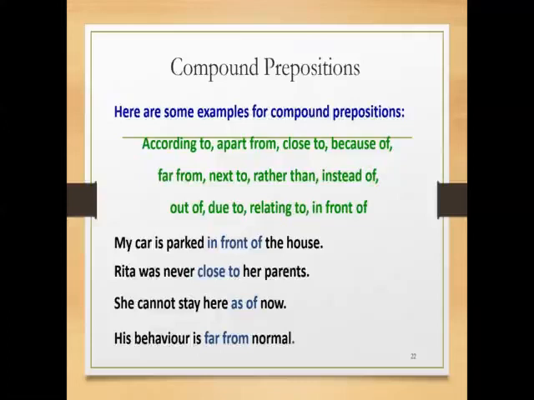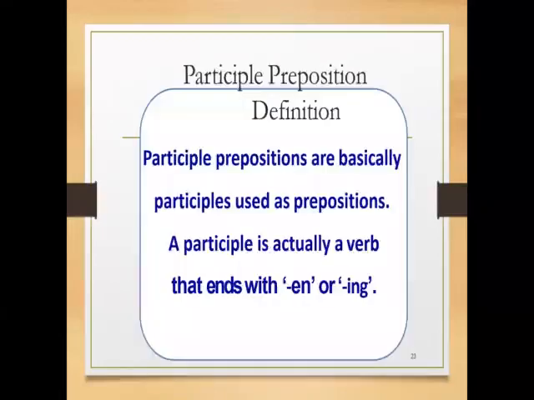She cannot stay here as of now. Here, as of is a compound preposition. His behavior is far from normal. Here, far from is a compound preposition.